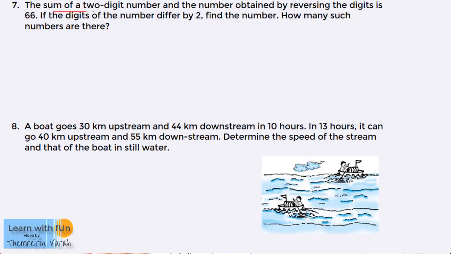Next question. The sum of a 2-digit number and the number obtained by reversing the digits is 66. If the digits of the number differ by 2, find the number. How many such numbers are there?